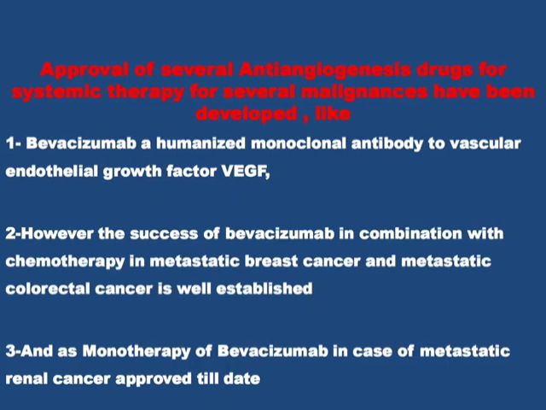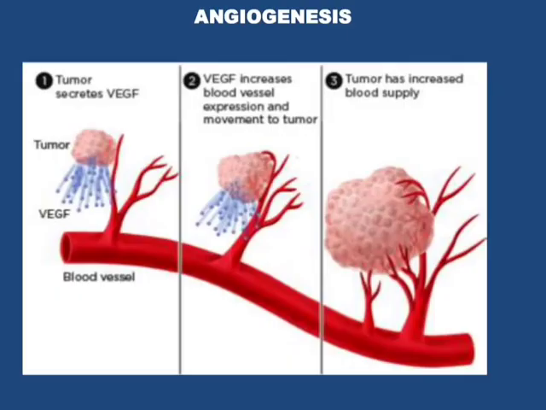The approval of several anti-angiogenesis drugs for systemic therapy for several malignancies has been developed so far, and bevacizumab, a humanized monoclonal antibody against vascular endothelial growth factor, is one of them. The success of bevacizumab in combination with chemotherapy in metastatic breast cancer and metastatic colorectal cancer is well established. And as a single agent, bevacizumab in metastatic renal cancer is approved till date.